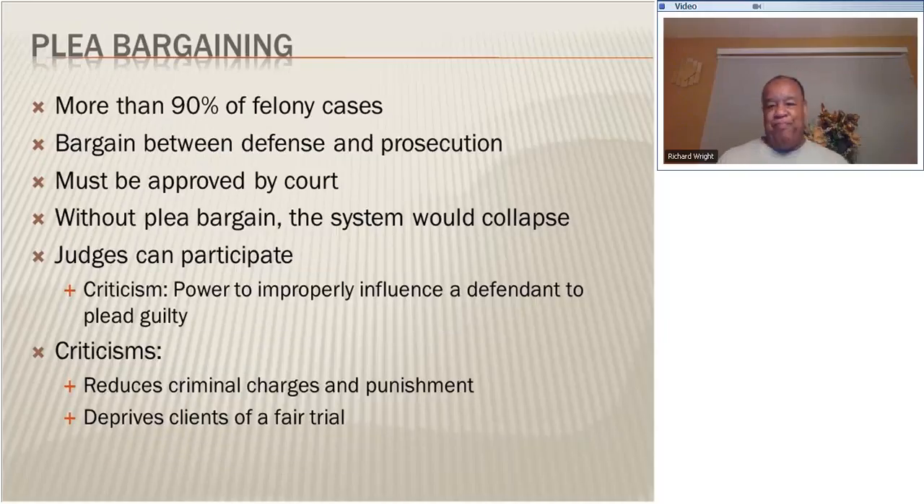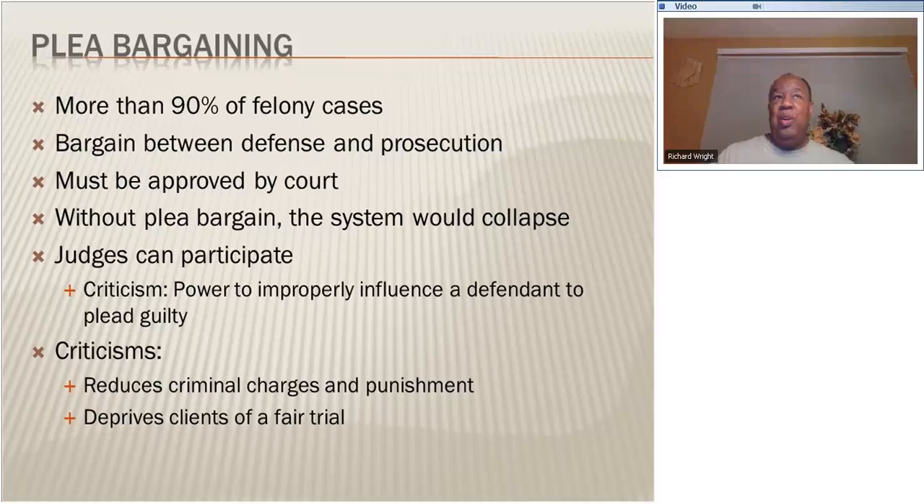Plea bargaining. Now, remember we're talking about pretrial. This first statement is very, very, very important, and you're going to see it now, and you're going to see it in the next session. Most of our cases, more than 90%, that means less than 10% of the cases go to trial. Plea bargaining involves where the defense and prosecution get together, they cut a deal, and it says quite clearly, in point number 4 here, without plea bargain, the system would collapse.